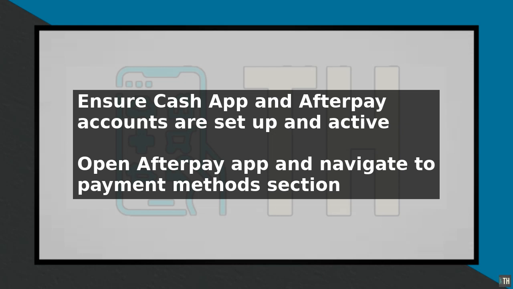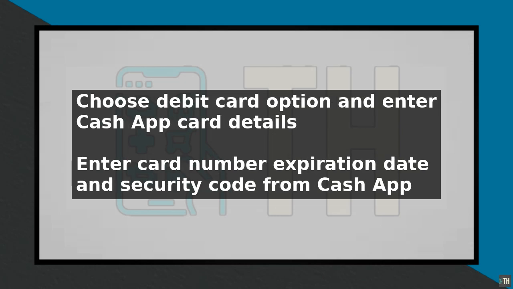Look for the option to add a new payment method and select it. You will then be prompted to choose the type of card you want to add, which in this case is a debit or credit card. Since the Cash App card functions like a debit card, you can select this option.